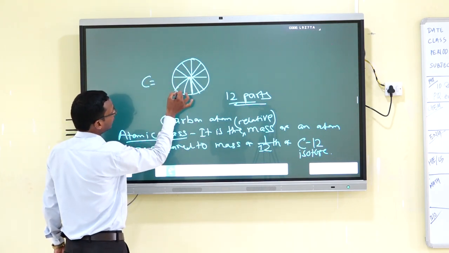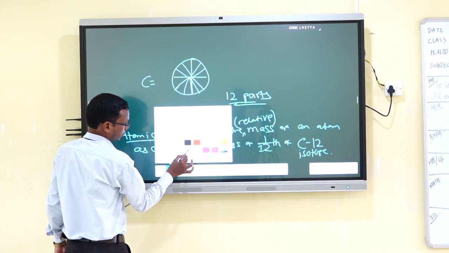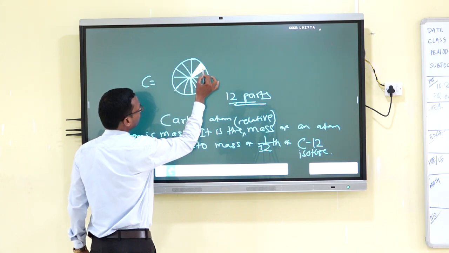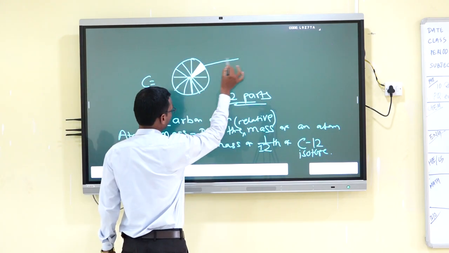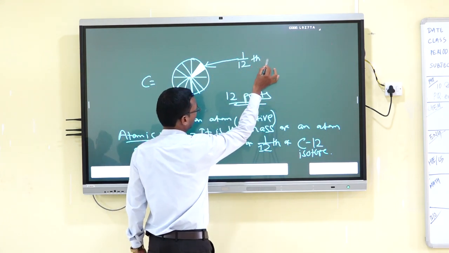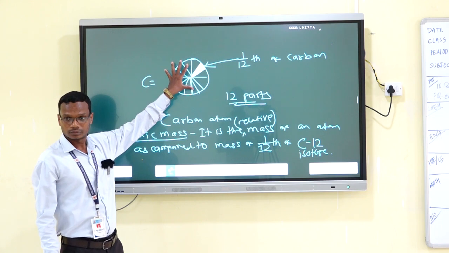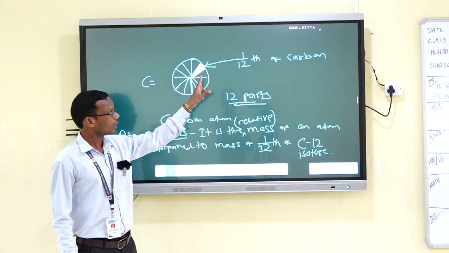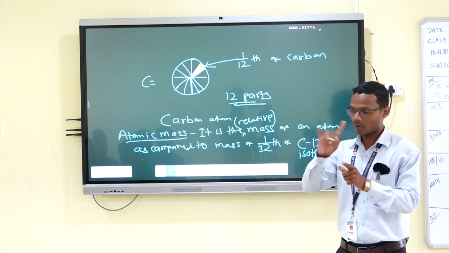Now consider, this is one carbon and I have divided it into 12 parts. Consider this one single part. For this single part, we can say it is 1/12 of carbon. Yes or no? This is a carbon atom, mass is 12, we divide it into 12 parts. If you take one part, then you can say it is 1/12 of carbon. Clear? Any doubt?